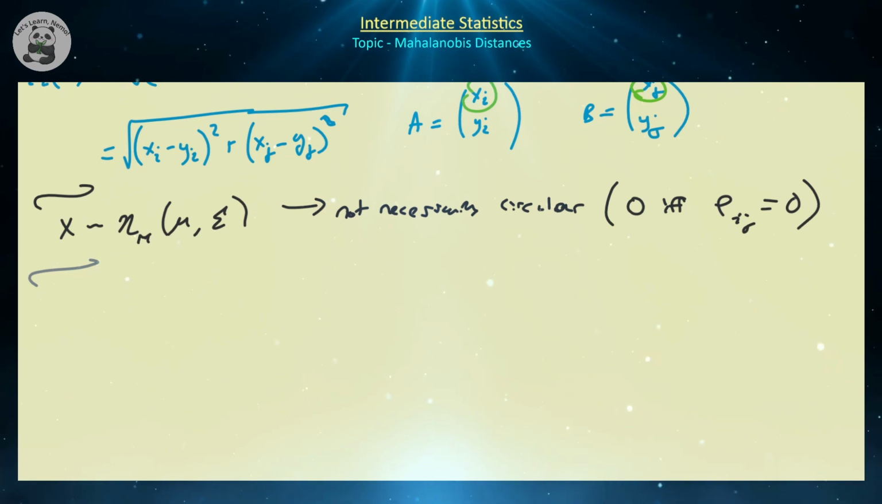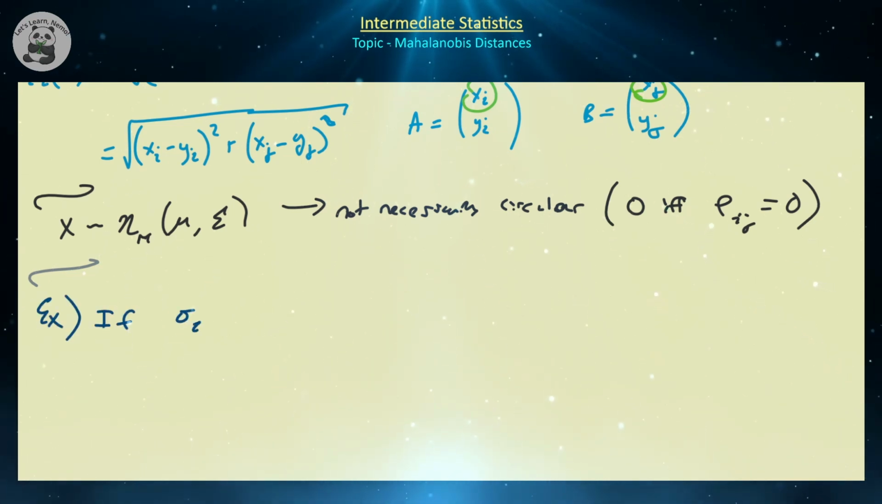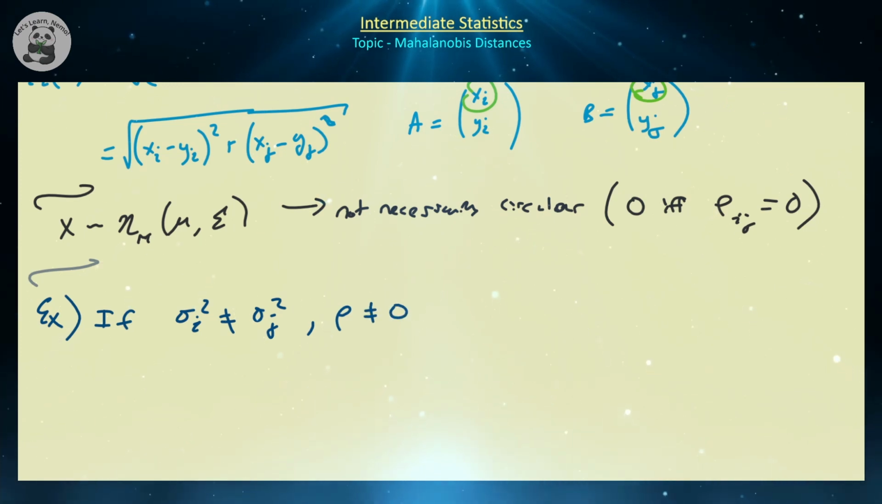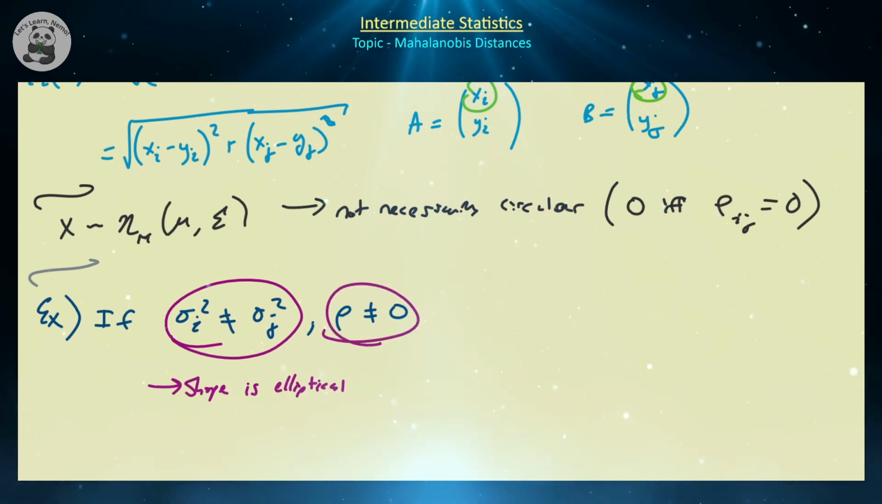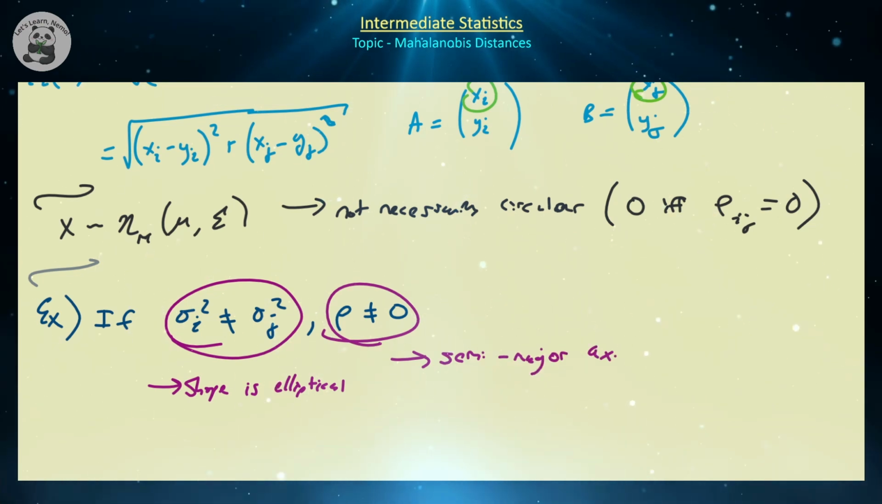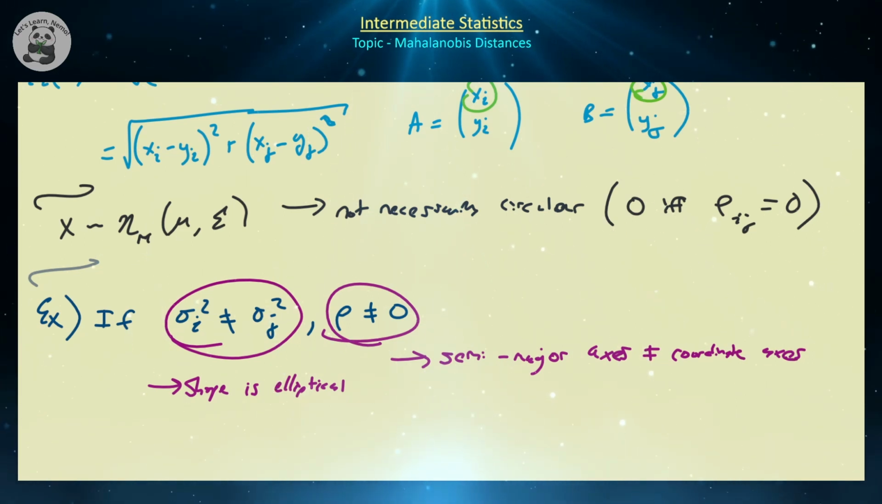So let's take a look at that in the distance metrics associated to it. Let's assume that sigma i squared is not equal to sigma j squared, and that the correlation also need not be equal to 0. If the variances are not equal to each other, then the shape is elliptical, and if the correlation is not equal to 0, that means the semi-major axes are not equal to the coordinate axes. Shape is elliptical means that the variances, aka eigenvalues, are not equal to each other, and correlation not equal to 0 means that the ellipse is tilted up or tilted down. So let's assume that both of these are the case.